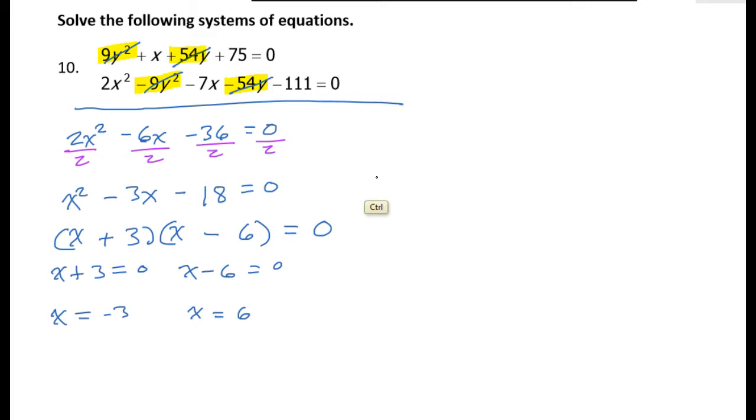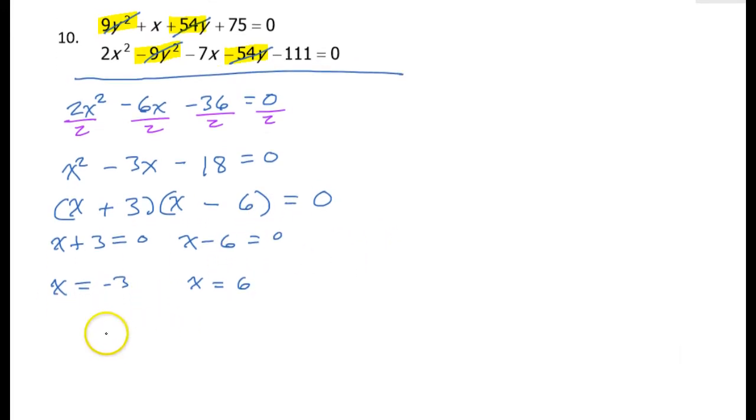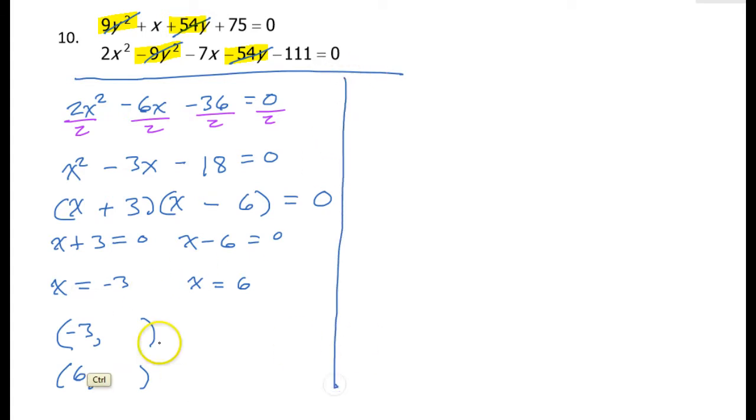Now, in the back of your mind, you should be thinking, fine, we have these x values, but we need the y values that go with them. So right now we've got -3, that's an x value, and we've got positive 6, that's an x value. But -3 comma what? 6 comma what? We need to find the y values. The way we will find the y values is by plugging these x values back into one of the original equations. The top equation is a little shorter, so that's the one I'm going to use.